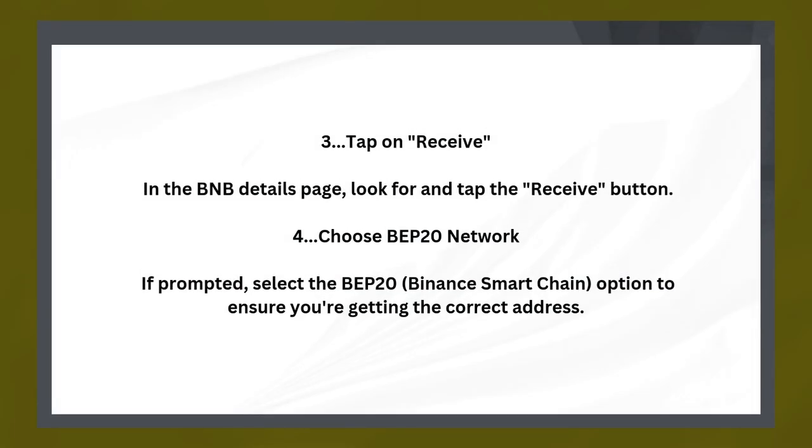Number 3. Tap on Receive. In the BNB details page, look for and tap the Receive button. Number 4. Choose BEP20 network. If prompted, select the BEP20 Binance Smart Chain option to ensure you're getting the correct address.